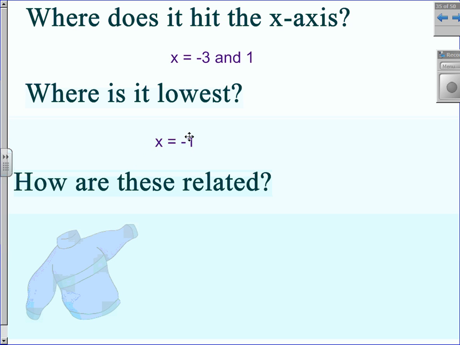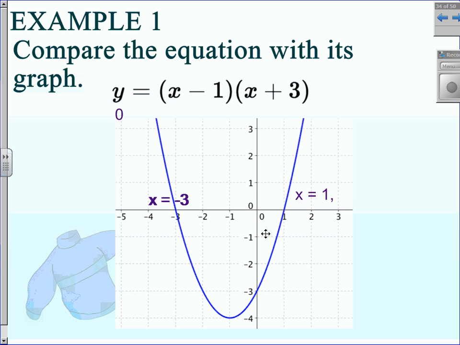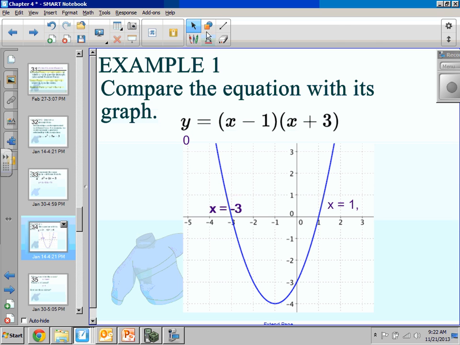And if I want to know how these are related, let's take a look at the graph again. I have this intercept, which occurs right here, this intercept right there, and this intercept right here. And then the lowest point, which we call the vertex, which occurs right here. I'd like you to note that the vertex occurs halfway in between the two x-intercepts.